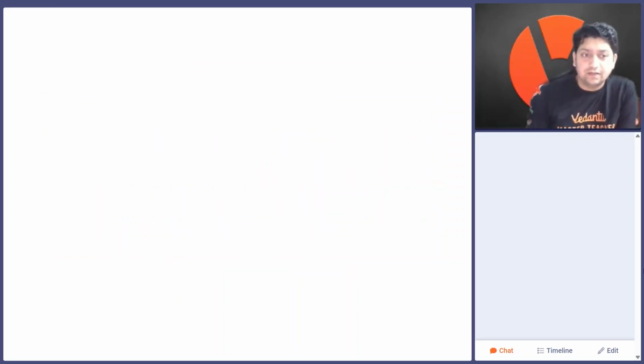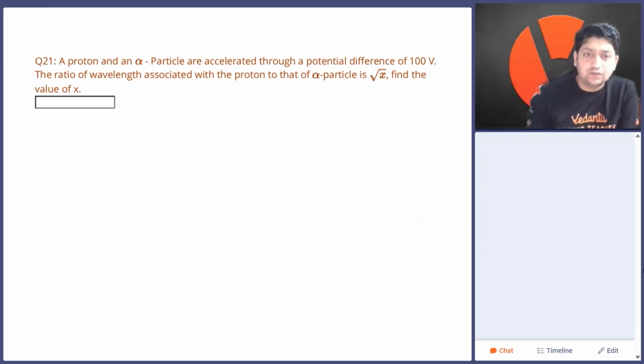That is enough to find out the answer, right? Let's move to the next question. A proton and alpha particle are accelerated through a potential difference of 100 volt. The ratio of wavelength associated with proton to the alpha particle is?